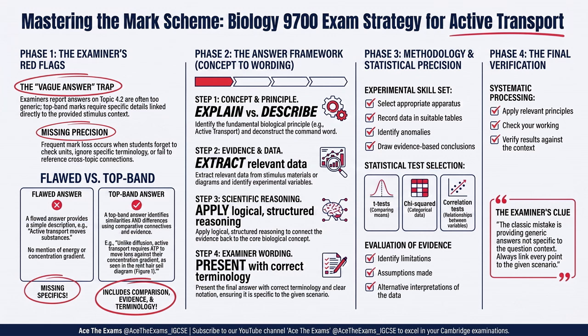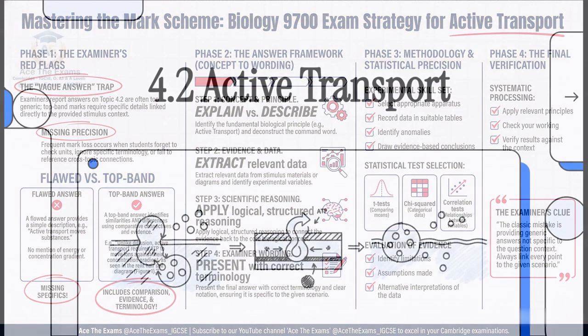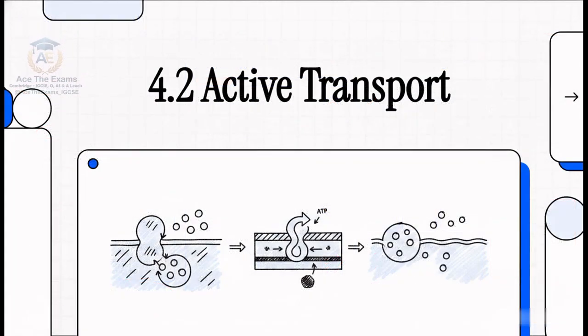Picture this. You're walking into your Cambridge Biology 9700 exam. You flip the page, and boom, you see a massive 6-mark question sitting there on 4.2 active transport. Specifically, it's asking about endocytosis and exocytosis.